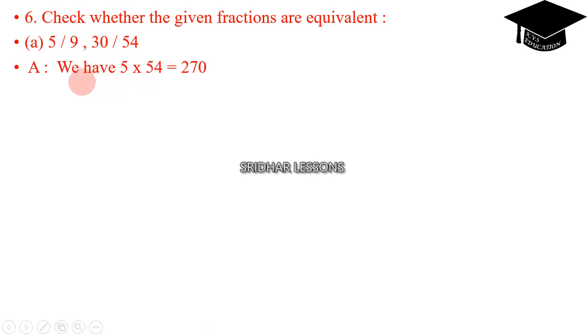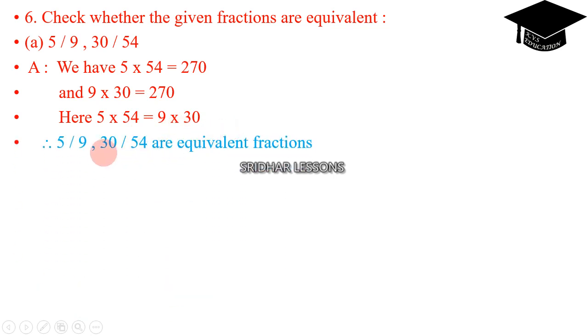So we have 5 into 54 is equal to 270 and 9 into 30 is equal to 270 by cross multiplication. So 5 into 54 is equal to 9 into 30. Therefore, 5 by 9, 30 by 54 are equivalent fractions. Here also I did the cross multiplication, if you observe.